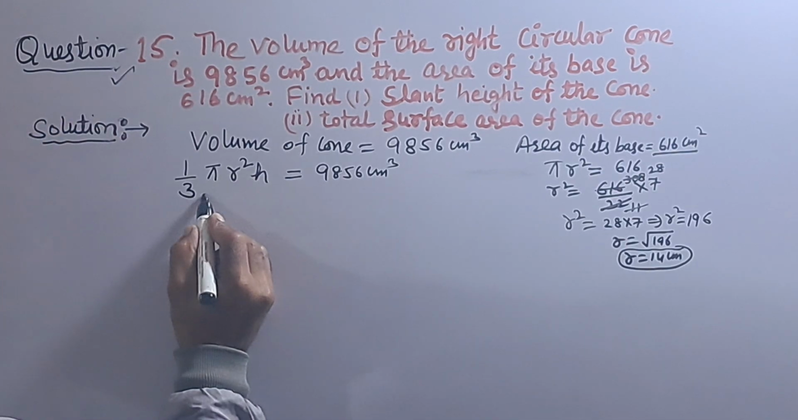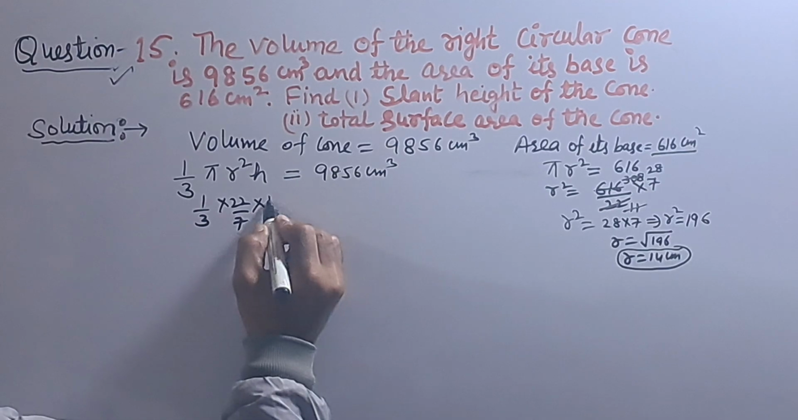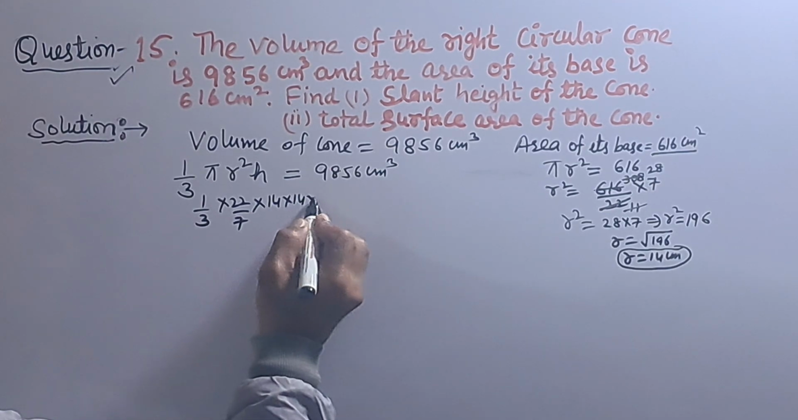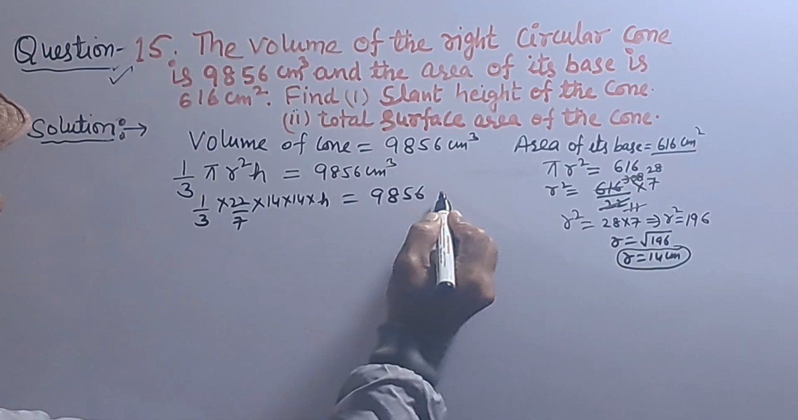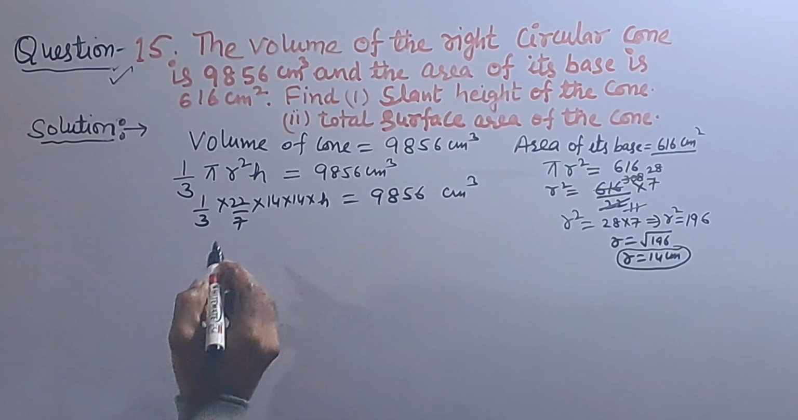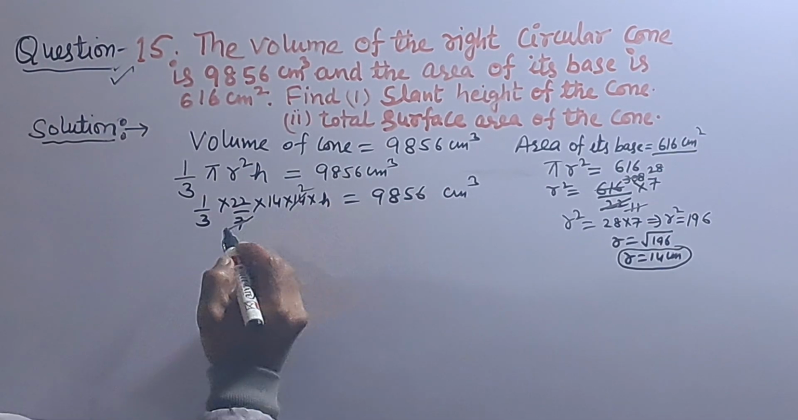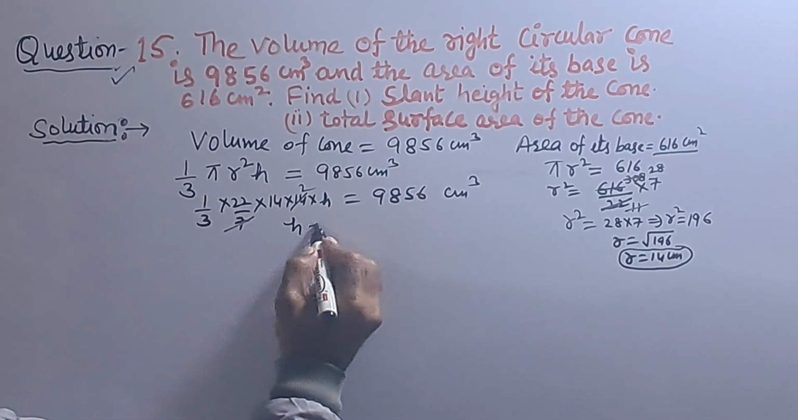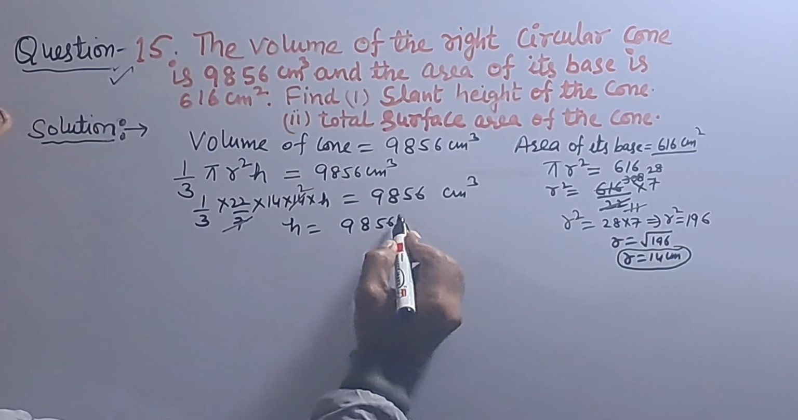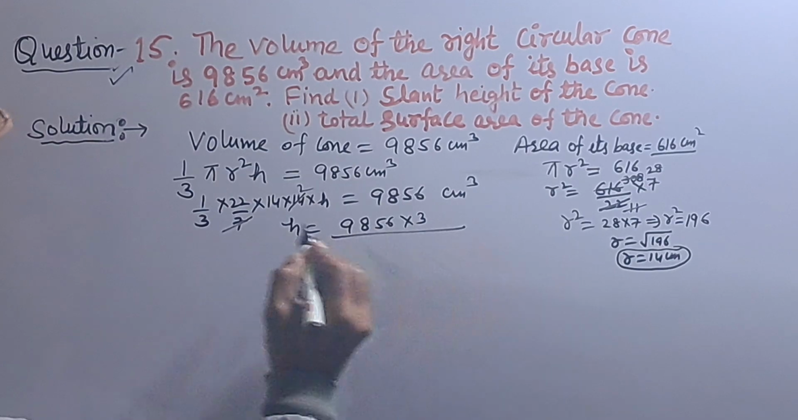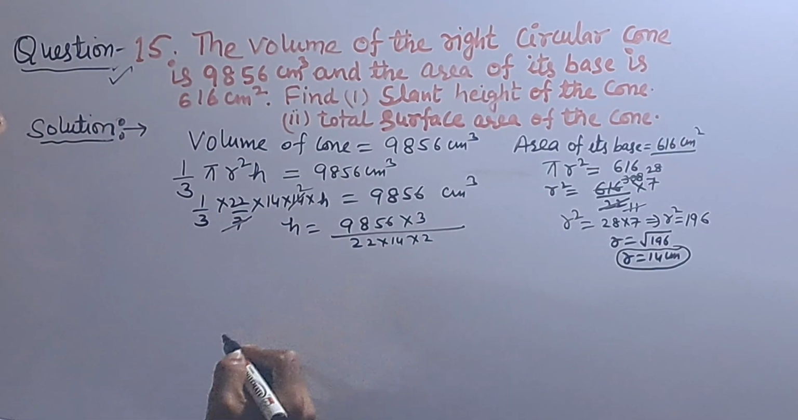And volume equal to 1 upon 3 into 22 upon 7 into 14 into 14 into h, that is equal to 9856 centimeter cube. 7 2s are 14 and height is equal to 9856 multiplied by 3 divided by 22 into 14 into 2.